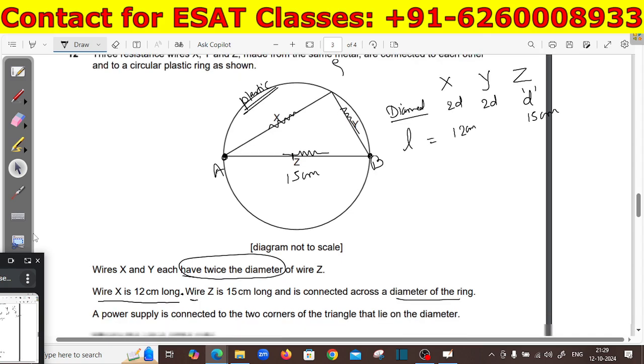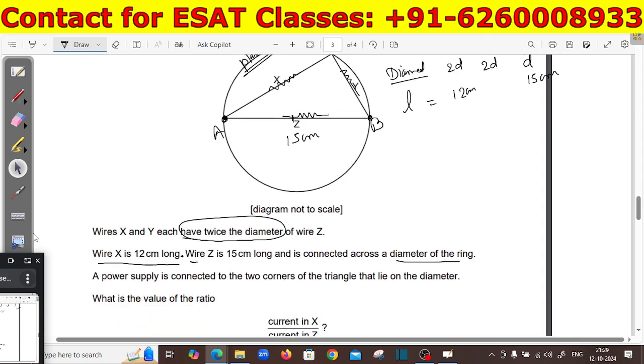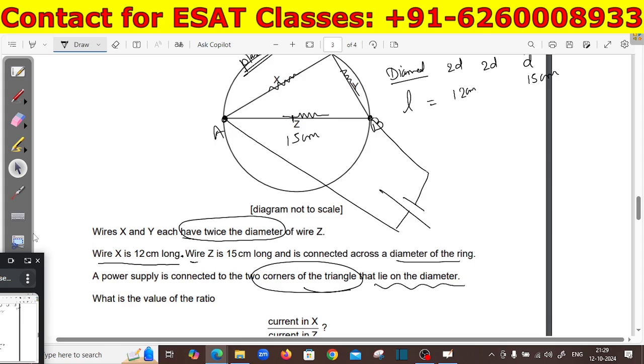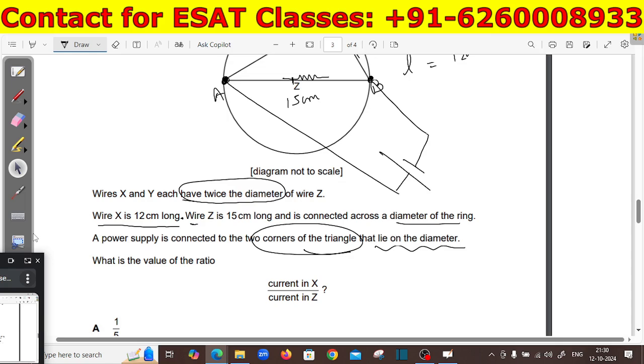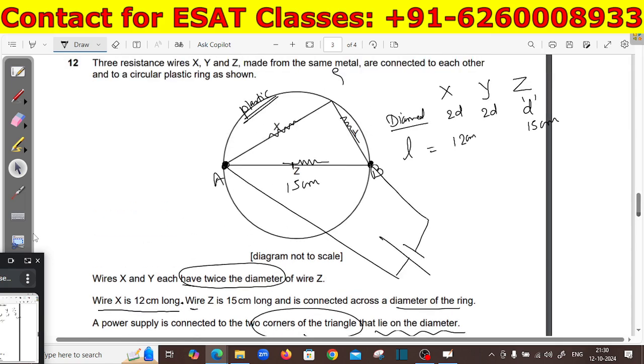Now a power supply is connected to the two corners of the triangle that lie on the diameter. It means the power supply should be connected in this manner, isn't it? Let us read it again. Basically there are three corners, but we have to consider two corners, and those two corners of the triangle lie on the diameter. So I have to apply the power source across A and B. It's very simple, isn't it? What is the value of the ratio of current in X and current in Z? So now we have to find the ratio Ix upon Iz.